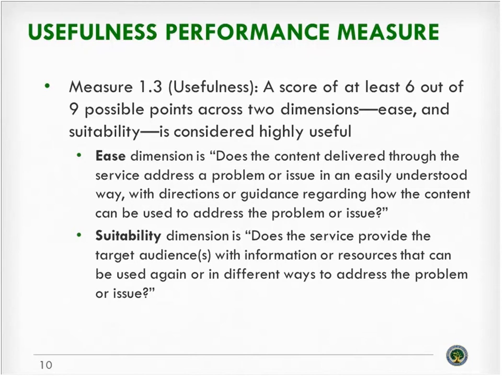The independent panel reviewers judge the usefulness of a service by scoring each dimension on the same 4-point scale, ranging from 0 for very low, to 1 for moderately low, to 2 for moderately high, to 3 for very high. In addition, the score for the ease dimension is double-weighted, which means the services can receive either 0, 2, 4, or 6 points for ease. Together, the 2 dimensions can add up to as many as 9 points, and all scores of 6 and higher are considered highly useful. Next slide.